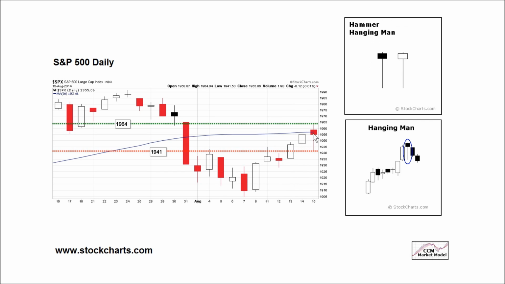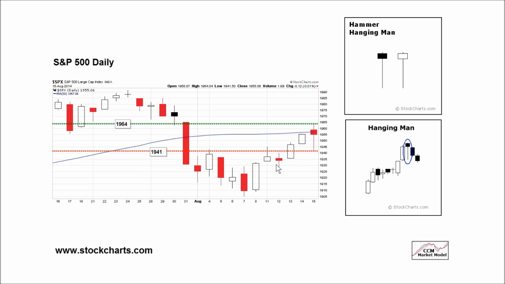It's not possible to rally 100 points for several weeks or several months without first taking out Friday's intraday high of 1964. This is an indecisive look here. It might even be a hanging man, which is a potential reversal pattern from a candlestick perspective. This is our upper wick. This is our lower wick.